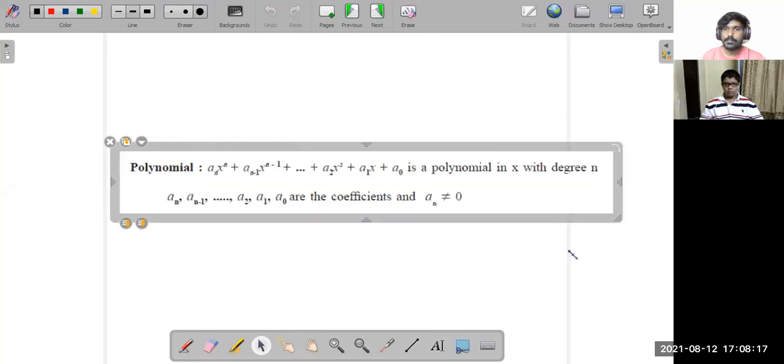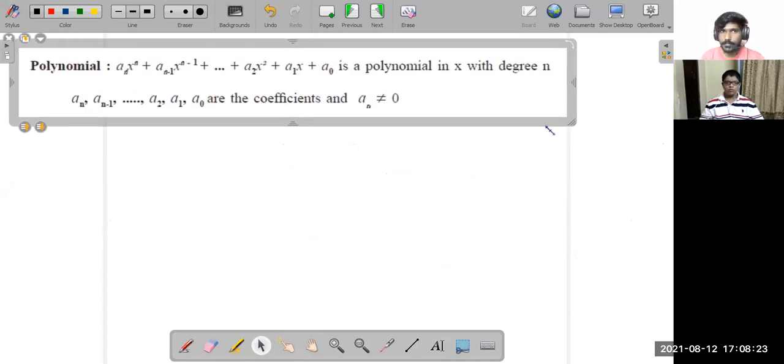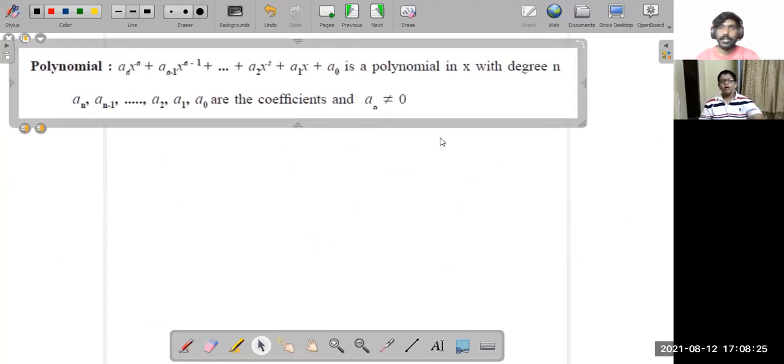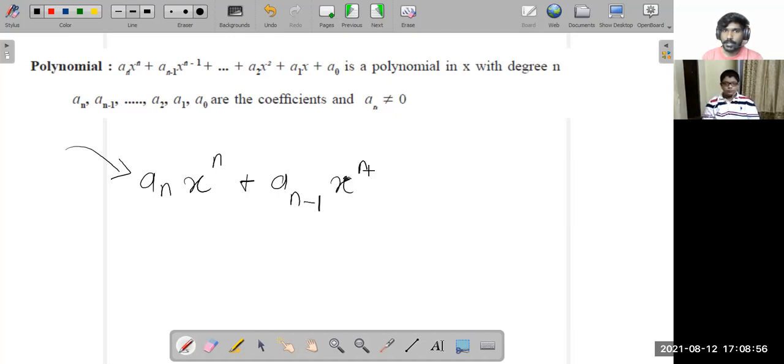Next, if you remember, last time you had asked me a question: if the degree is more than 3, then what will we call that polynomial? So if the degree is more than 3, we call it an nth degree polynomial. This is the standard form of nth degree, where n can be anything. It can be 4, it can be 5, it can be 6, and so on. An nth degree polynomial looks like this: an x raised to n, where an is a coefficient, plus a n minus 1 x raised to n minus 1.